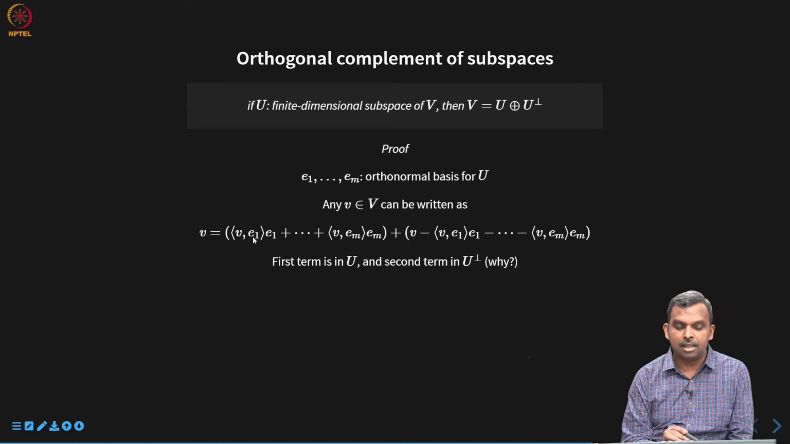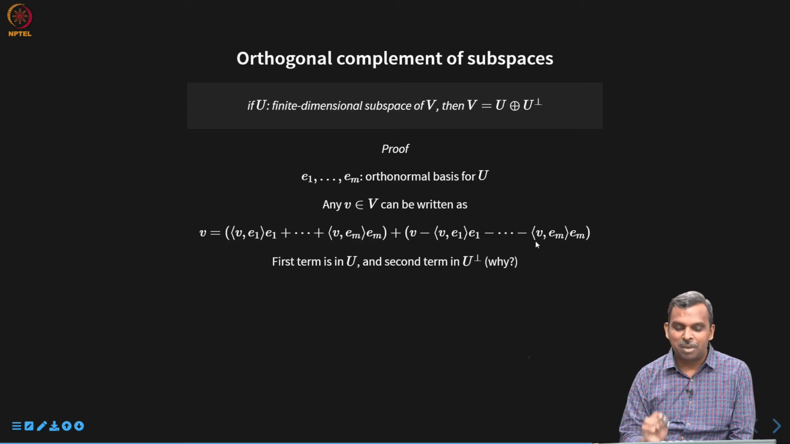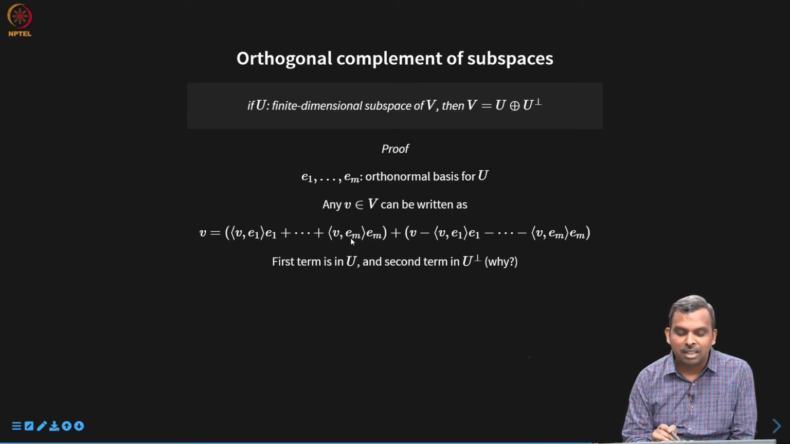So when it is general, I do the first part, and then write everything as V minus that. It's just V written like this, right? So nothing major is going on. But interestingly, the first term ends up being in U, and the second term ends up being in U perp. I'll ask you to prove this.